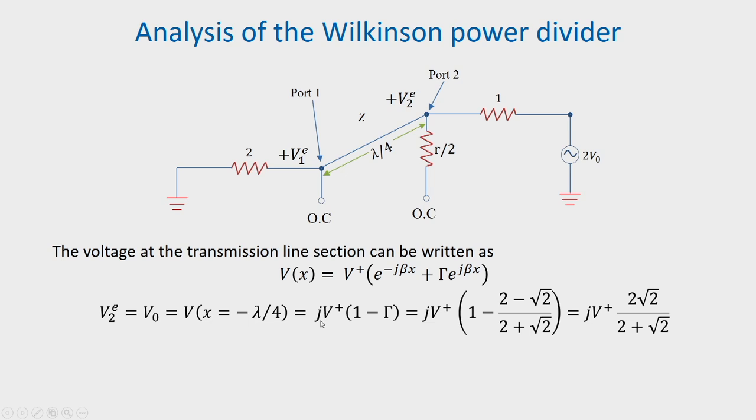So, if we take out j, we get j V plus into 1 minus gamma, and now we substitute the value of gamma, which is 2 minus root 2 divided by 2 plus root 2, as we have seen. Then V2E, which is equal to V naught, also becomes equal to j V plus into 2 root 2 divided by 2 plus root 2. From here we can find V plus, and therefore V plus will be minus j into 2 plus root 2 divided by 2 root 2 times V naught.